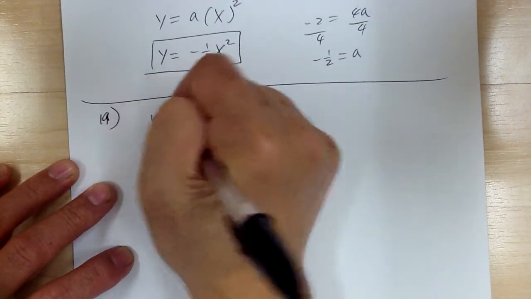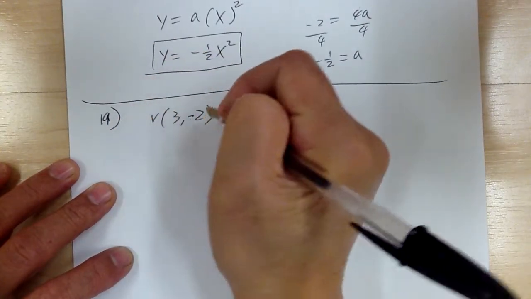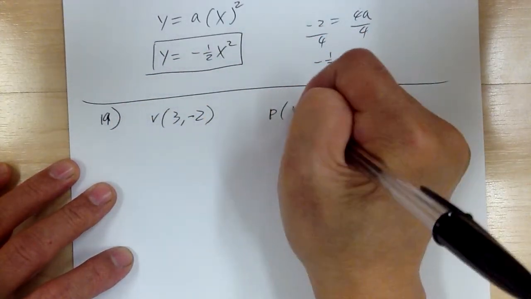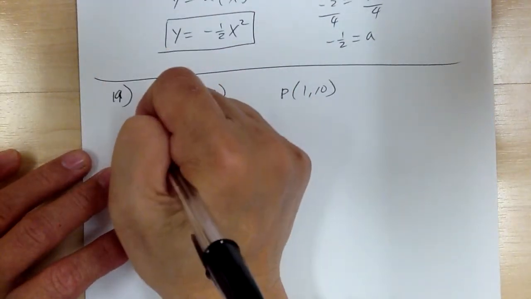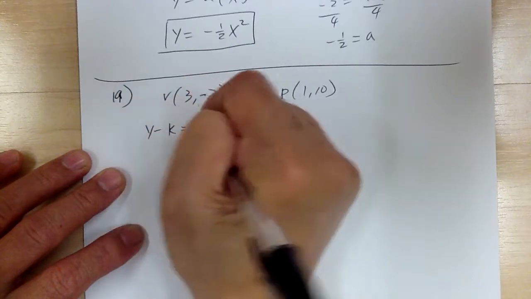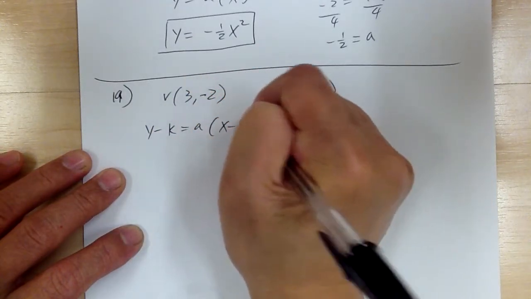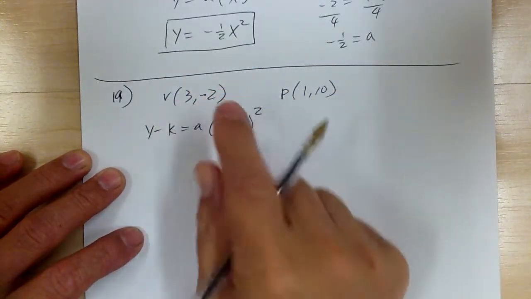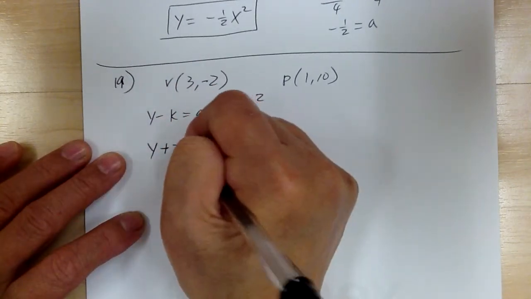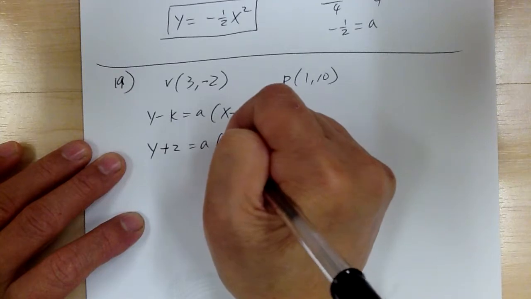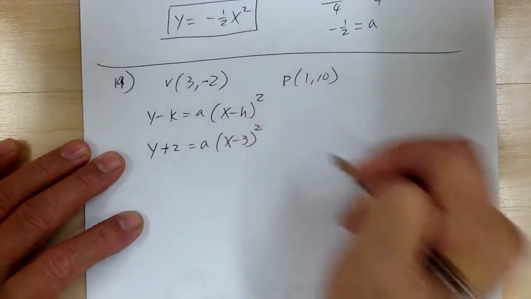Okay, the vertex is at (3, -2), and it has a point at (1, 10). So again, same thing, you start with your template: y minus k equals a times (x minus h) squared. So apply this. You get y plus 2 equals a times (x minus 3) squared.